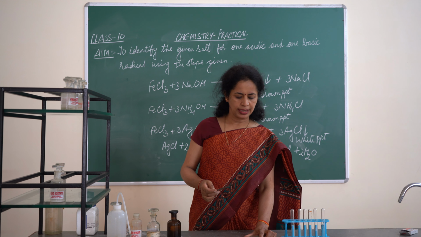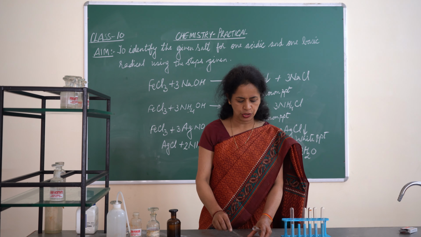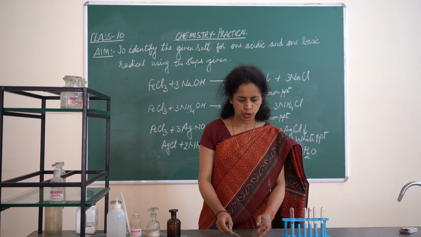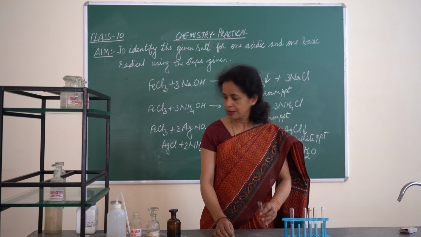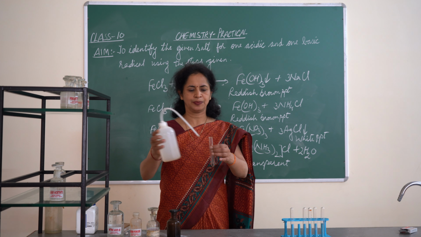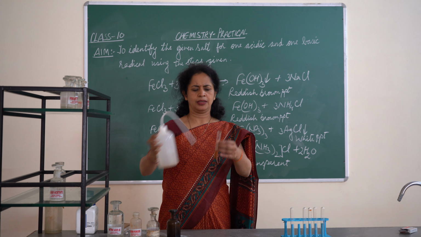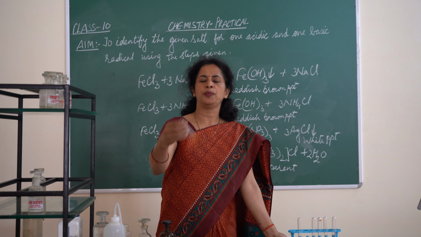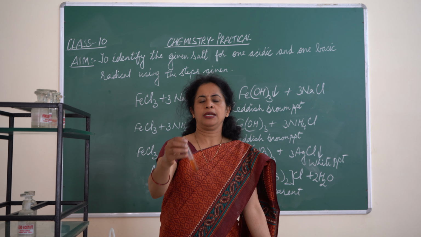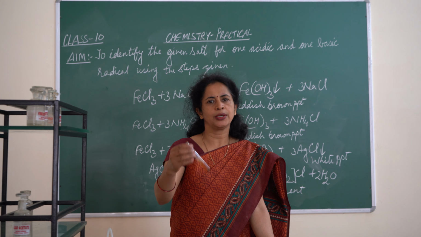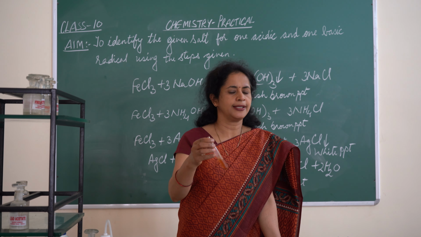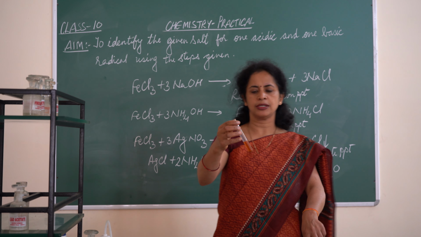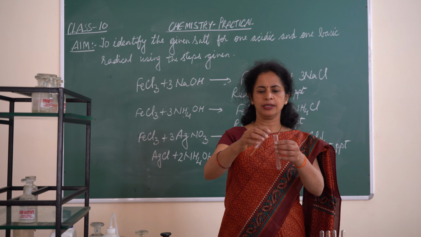Take a small amount of the given salt in a test tube and prepare its solution in water. The salt gets dissolved and we get a brown colored solution. This reddish brown color only indicates that it contains ferric ions in it. We will divide this solution into 3 equal parts.